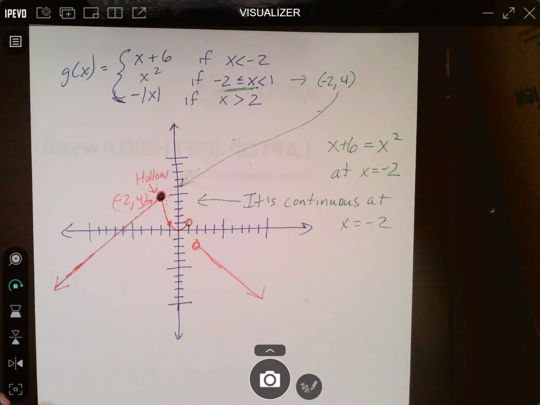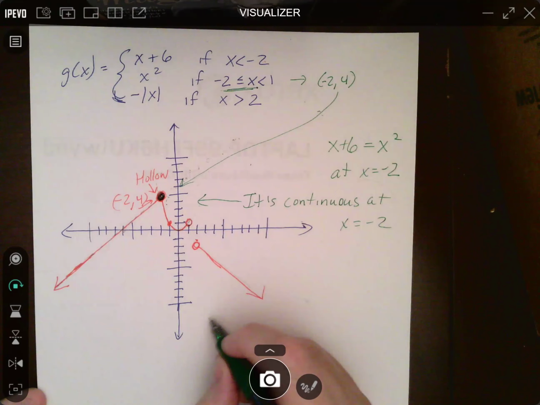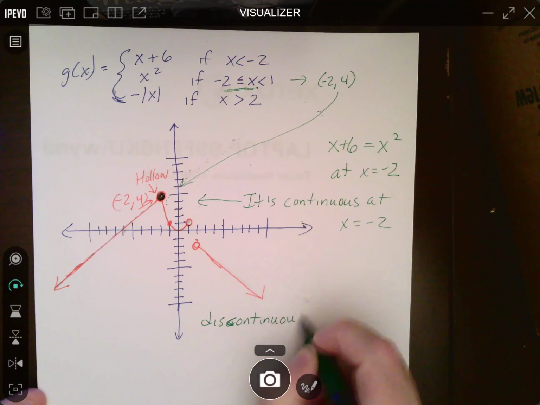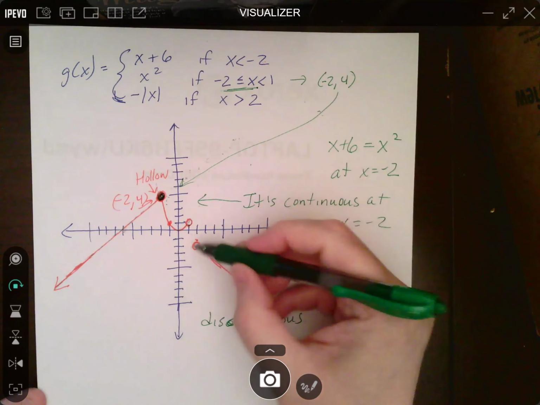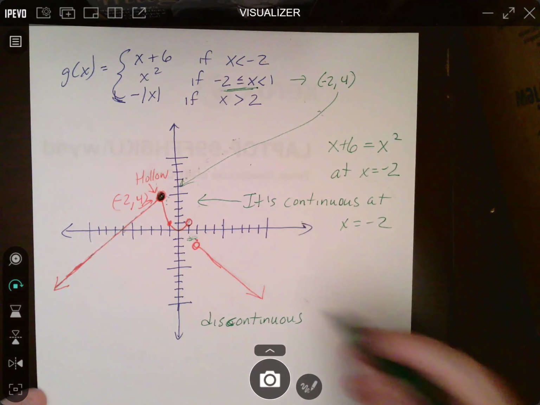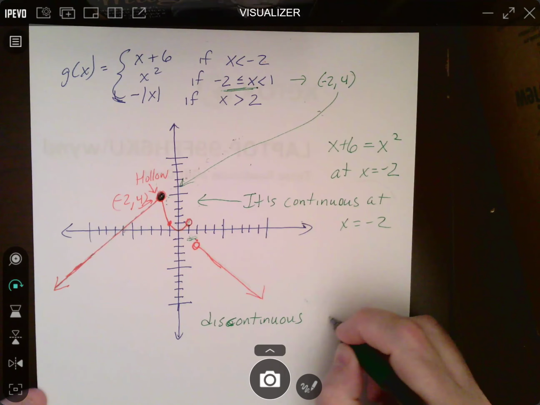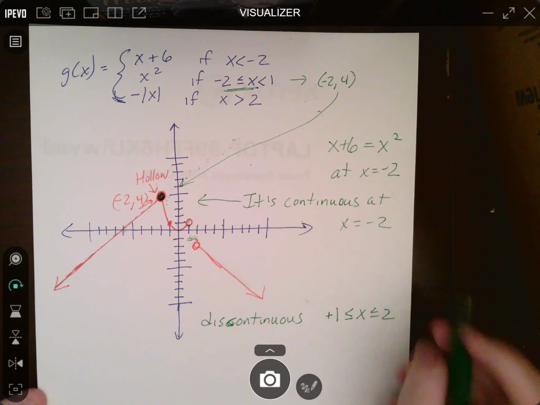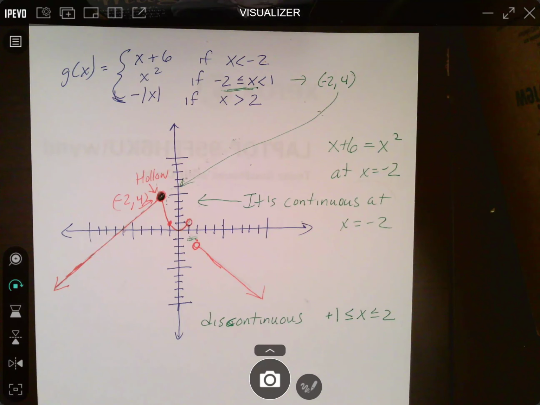This function is discontinuous wherever we don't have a line, and that's between 1 and 2. It's this region right here. There's nothing there. So we'll say 1 less than or equal to x, less than or equal to 2. We don't have a point value at 1 or 2. It doesn't connect. Okay.